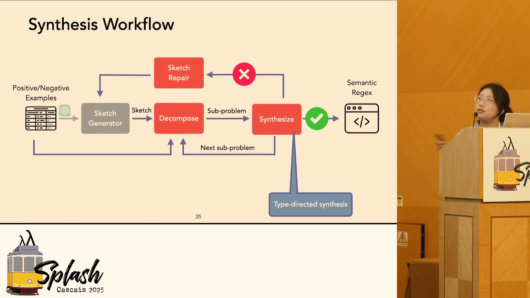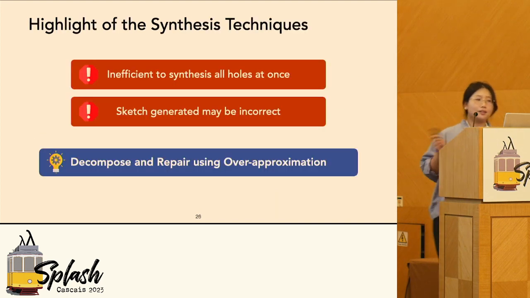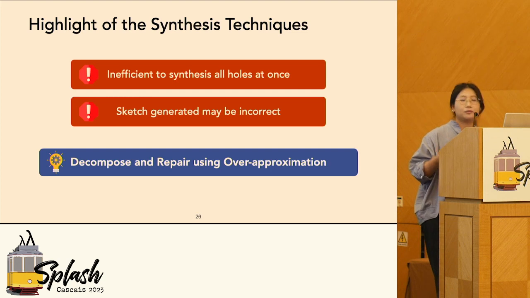And if the synthesis is failing with respect to a single sketch, we try to use the feedback from the synthesizer to do sketch repair. So how do we do this? The highlight of our synthesis technique is to do the decomposition and repair using the concept of over-approximation.